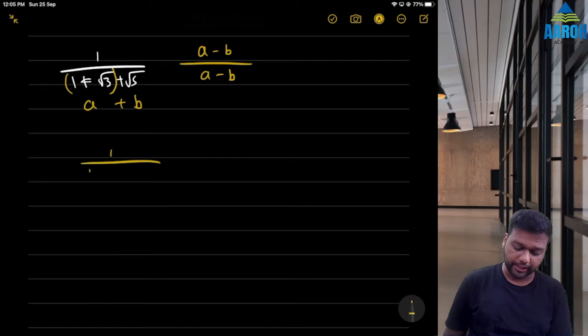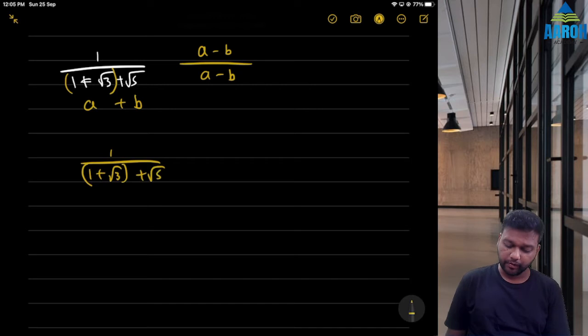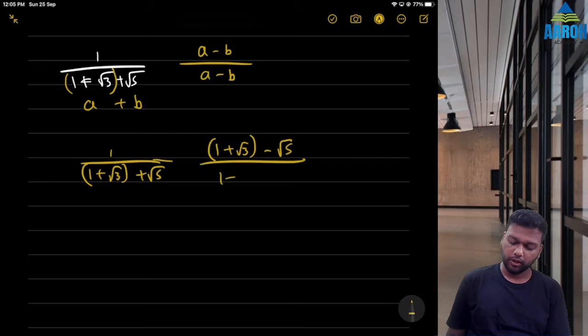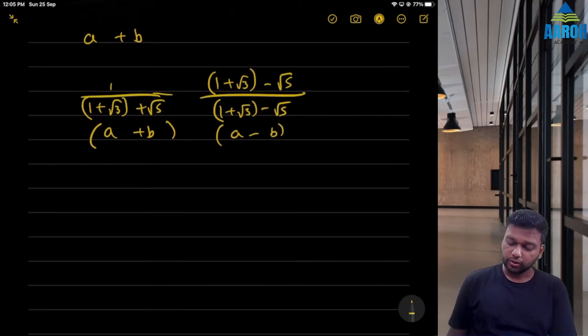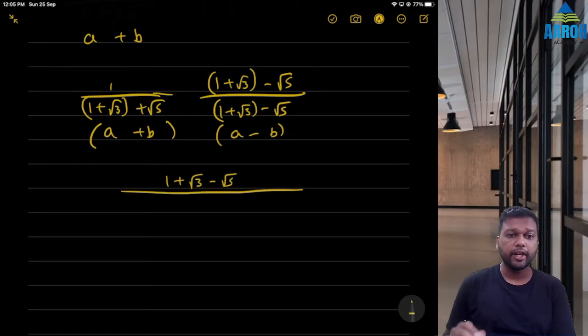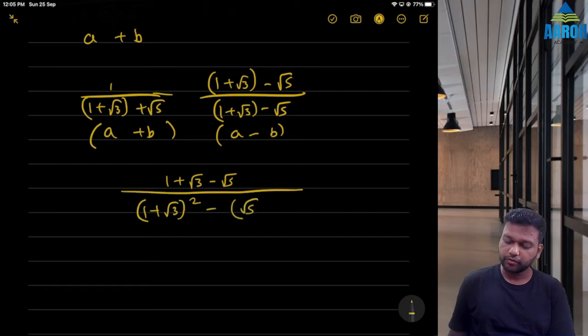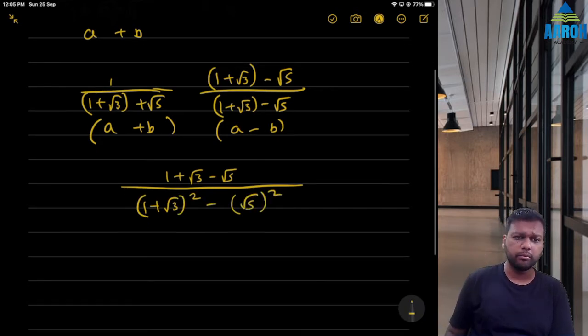This first term is as it is, 1 plus root 3 plus root 5. Then the second term will be 1 plus root 3 minus root 5 upon 1 plus root 3 minus root 5. Now if you observe, this is going to be a plus b into a minus b in the denominator, right? What is a plus b into a minus b? A square minus b square, right? So the numerator will be 1 plus root 3 minus root 5, upon the denominator, which will be what? A square, that is 1 plus root 3 bracket square, minus b square, that is root 5 square. Concentrate very carefully, this is a complicated question.